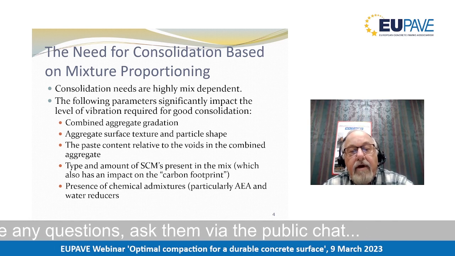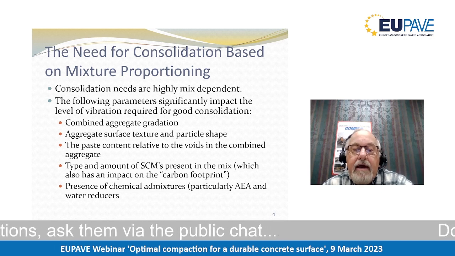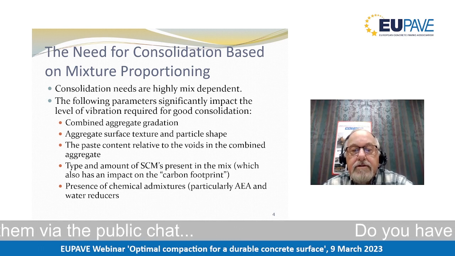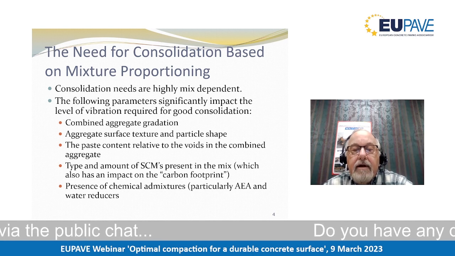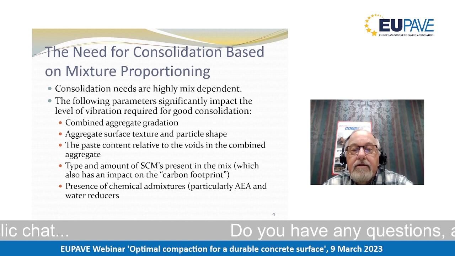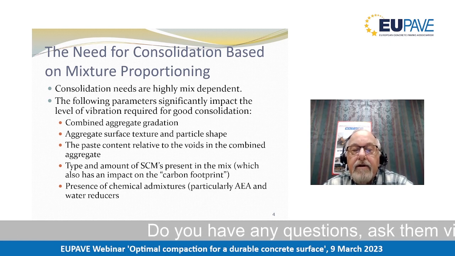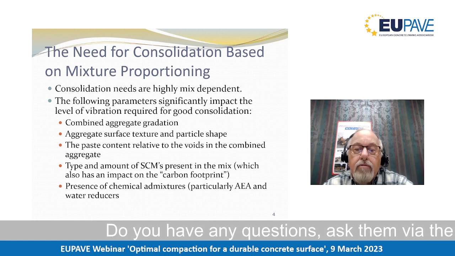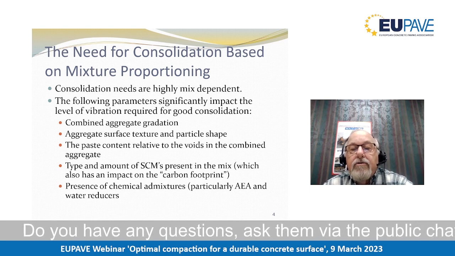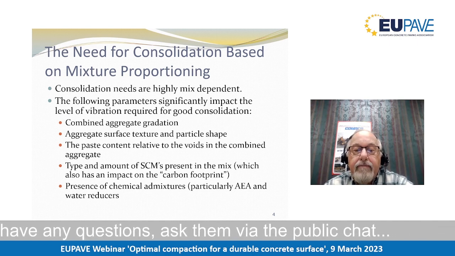Assuming that we have an ideal gradation, we want to have the paste fill approximately 1.5 to 2 times the void space in that combined aggregate. Less than that, in order to consolidate it, you'd have to crank up the vibration energy to fully consolidate. If we have more paste than that, we have to back off on the vibration energy so that we don't have a tendency to separate out or segregate the concrete.